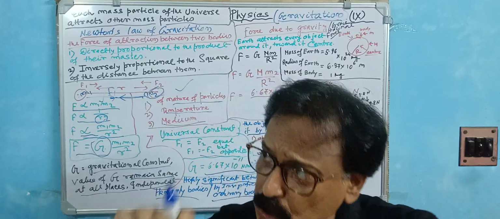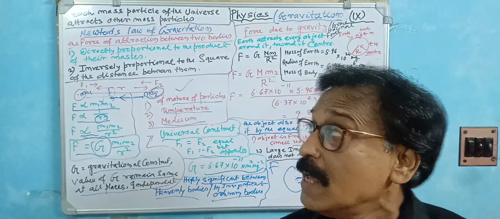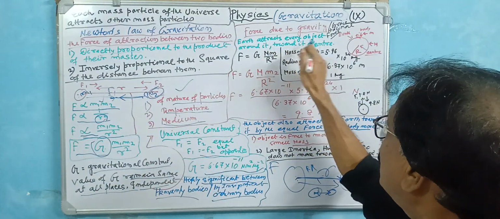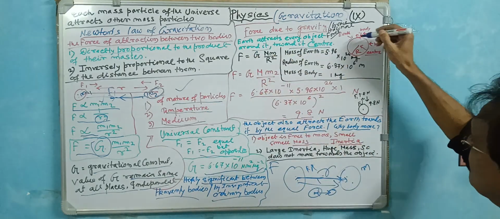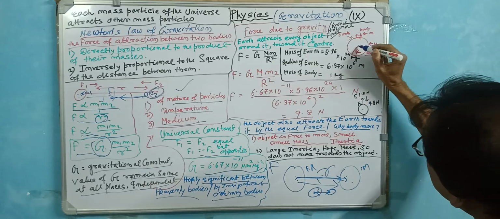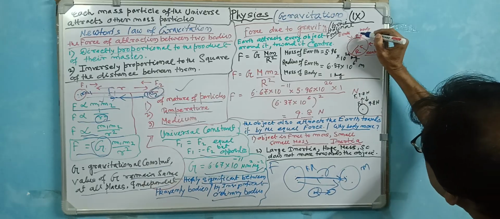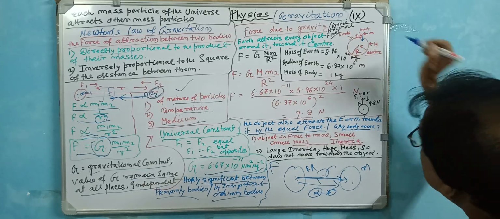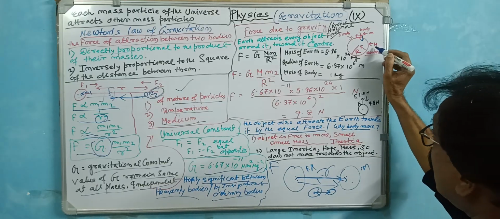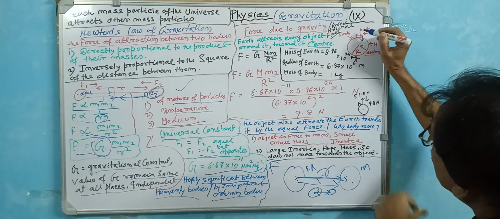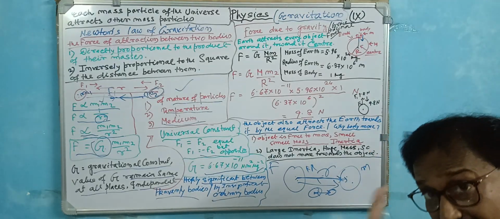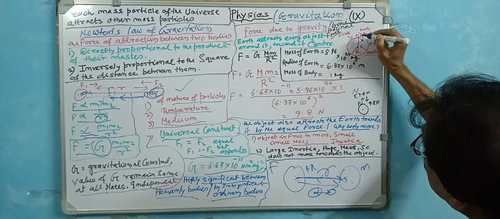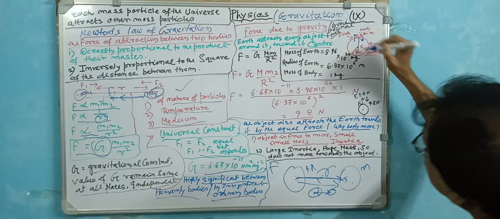This is very important. These are both heavenly bodies. But the earth attracts every object around it towards the center. Suppose this is the earth, this is the radius of the earth, and this is the body. So these bodies are attracted towards the center. At the same time, the same force is developed, and this body also attracts the earth.